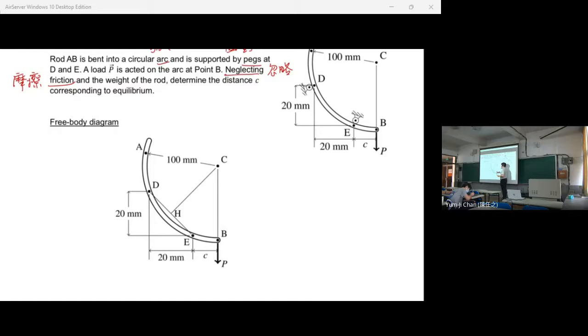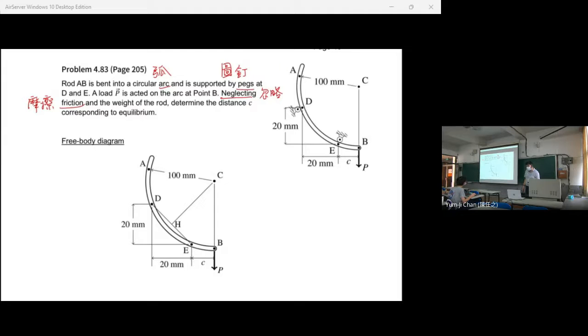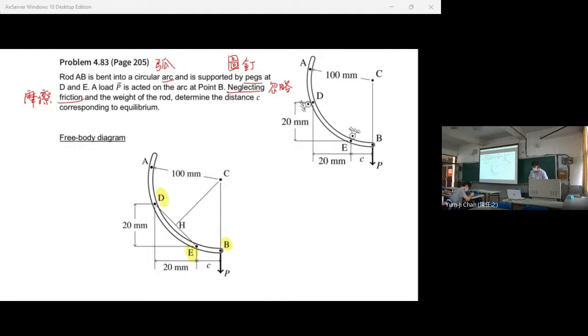Because for equilibrium we must have summation F equal to 0. Where do we have the other forces? Do we have forces at A? No. And do we have forces at D? Yes, because it's supported at D and it's supported at E. So we have two forces, D and E. So we have forces at D, E, and B. So this is a what? Free force body.